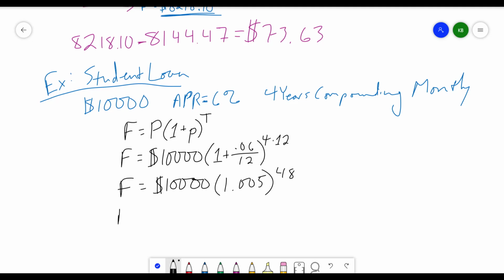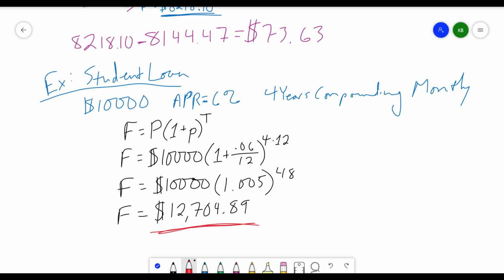When we do that, our future value is going to be $12,704.89. So by taking a $10,000 loan in our freshman year and letting it sit there with the interest on it compounding monthly for 4 years, at the end of 4 years, we're actually going to owe $12,704.89.